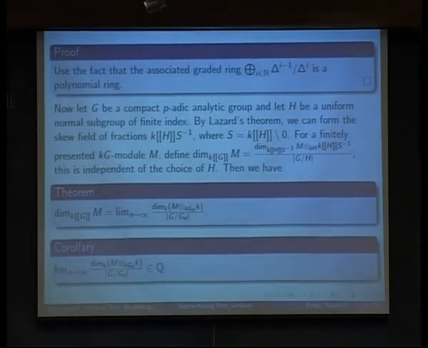And you get a curious result here, that this, since it's a dimension, will always be a rational number, because you're just taking some integer and dividing it by the order of G over H. This limit here is always going to be a rational number.